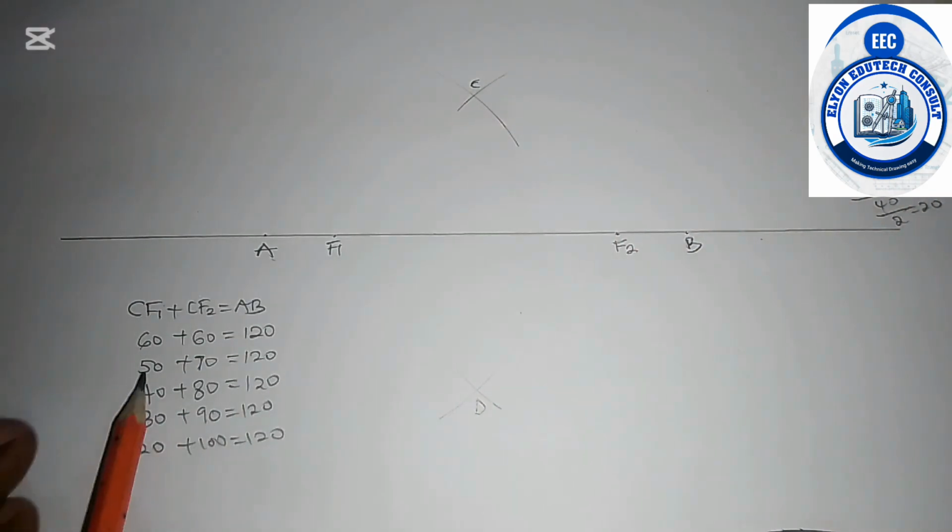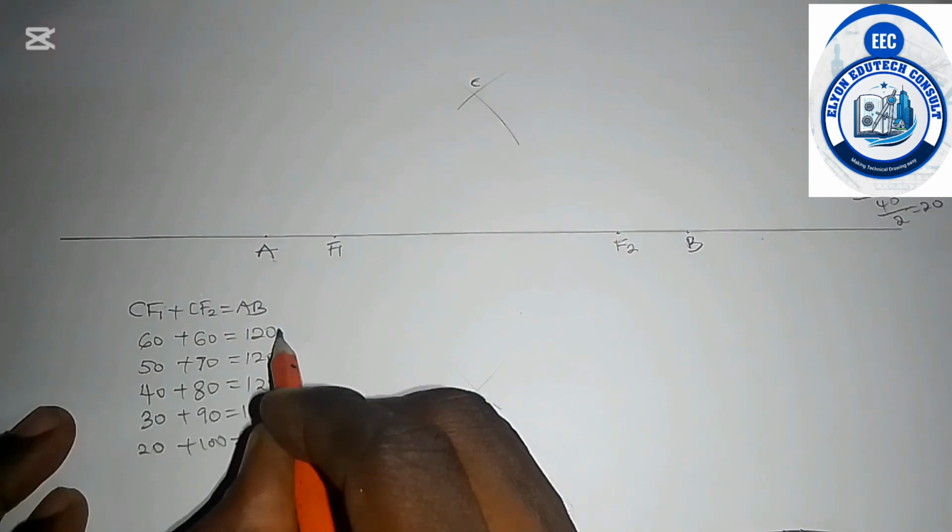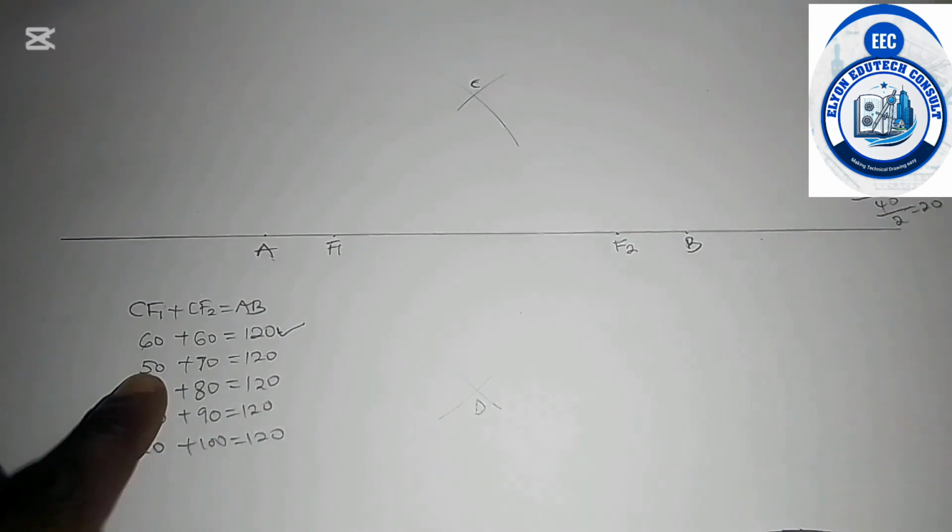So now let's go to the next point. We have satisfied this point for the ellipse. Now the second one here, 50.